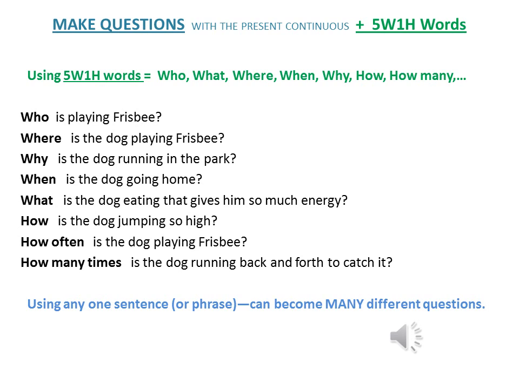And again, make questions with the present continuous and 5W1H words. What are 5W1H words? Who, what, where, when, why, how many, how often? Okay. 5W: who, what, where, when, why. 1, 2, 3, 4, 5. 1H is generally taught as how, but there's also many how questions. But it's still called 5W1H.